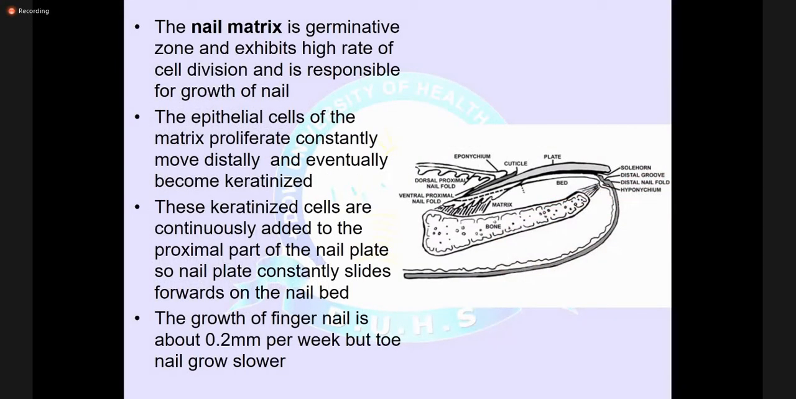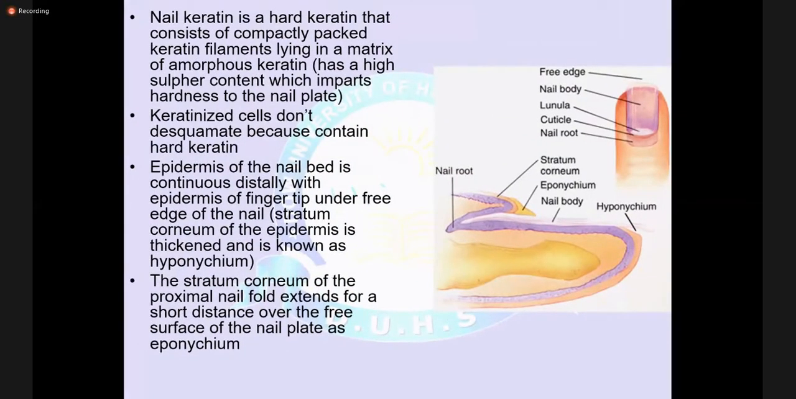Nail matrix is the germinative zone, and it contains cells which are in different stages of division and responsible for the growth of the nail. The keratinized cells are continuously added to the proximal part of the nail plate, so the nail plate constantly slides forwards on the nail bed. On average, as we have discussed, it grows 0.2 millimeter per week. Nail keratin actually consists of compactly packed keratin filaments in a matrix of amorphous substance. The keratinized cells don't desquamate because they contain hard keratin.